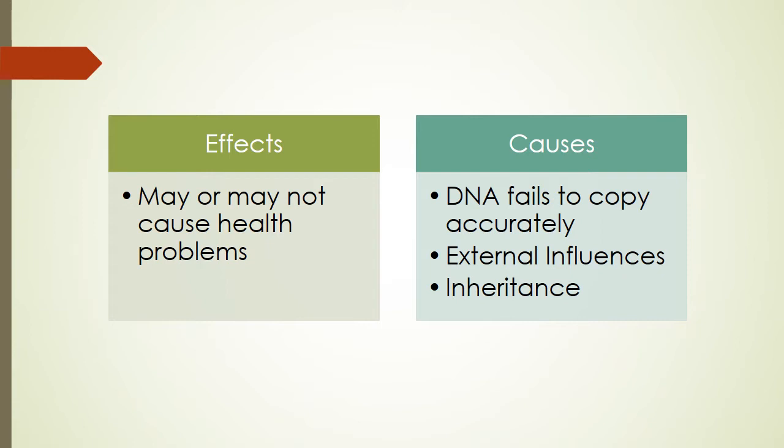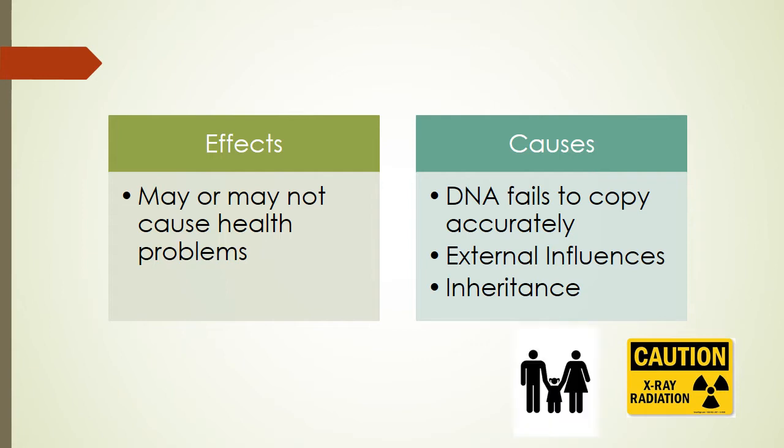So what causes a mutation? Mutations can happen from the environment, such as UV radiation, chemicals, or even viruses. DNA failing to copy accurately can also cause mutation. You can also inherit a mutation from your parents.